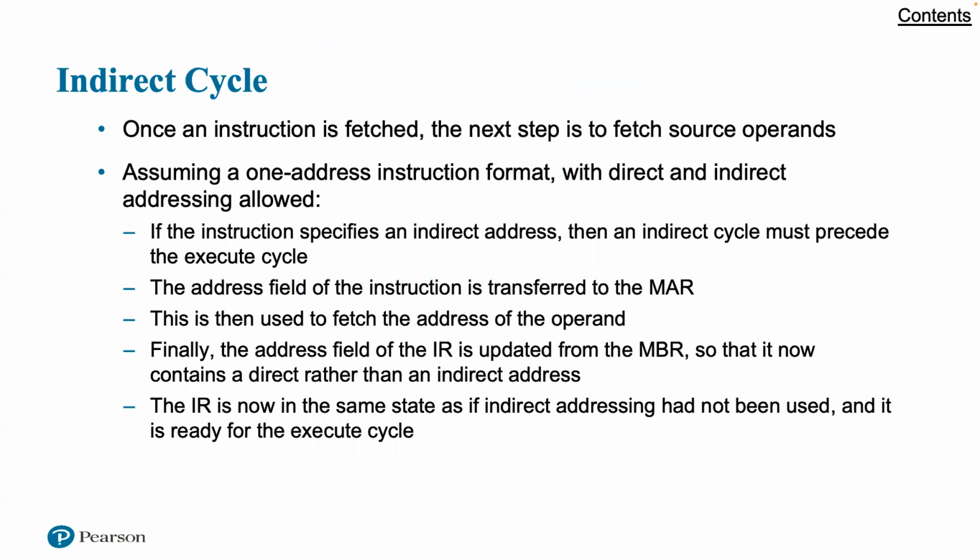So once an instruction is fetched, the next step is to fetch source operands. Continuing our simple example, let us assume a one address instruction format with direct and indirect addressing allowed. If the instruction specifies an indirect address, then an indirect cycle must precede the execution cycle. The data flow differs somewhat from that indicated in figure 16.6, the data flow in the indirect cycle, and includes the following micro operations. So it moves the address in the IR into the MAR.